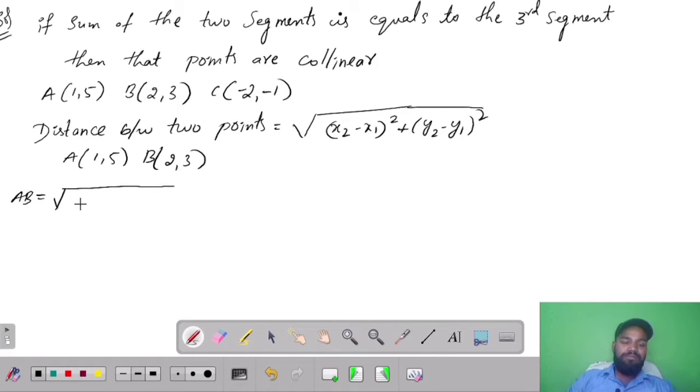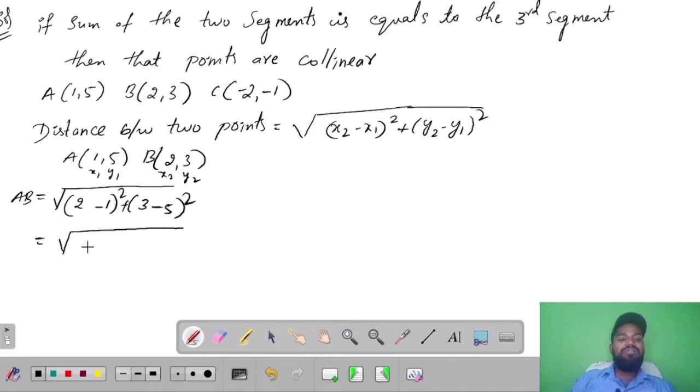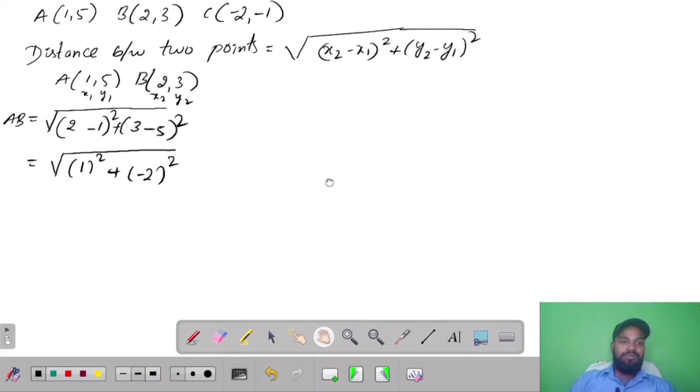AB equals, this is considered as x1 y1 x2 y2. So what is the x2 value here? 2. x2 minus x1, that is 1 whole square, plus y2 minus y1, y2 is 3 minus y1 which is 5, whole square. So just simplify them. 2 minus 1, 1 whole square. 3 minus 5, that is nothing but minus 2 whole square. Okay, let us do them.